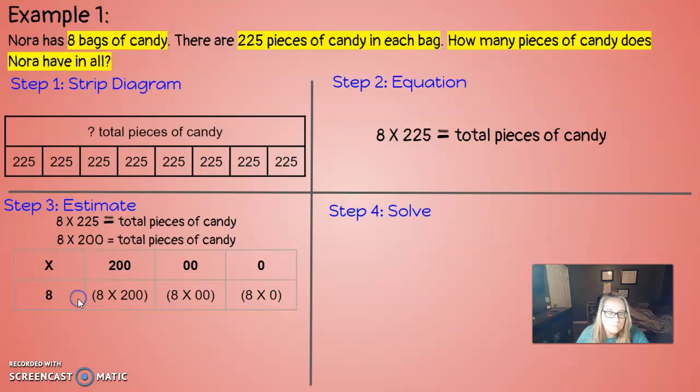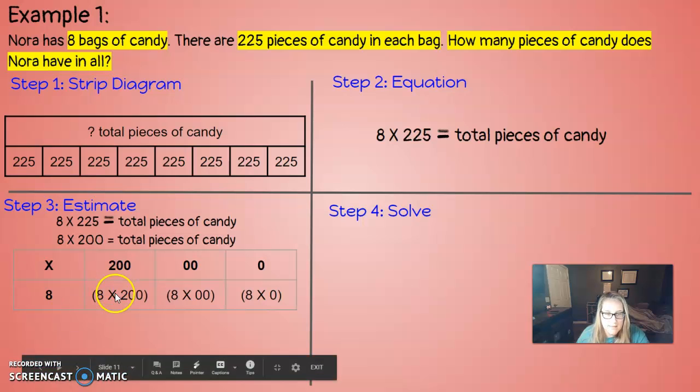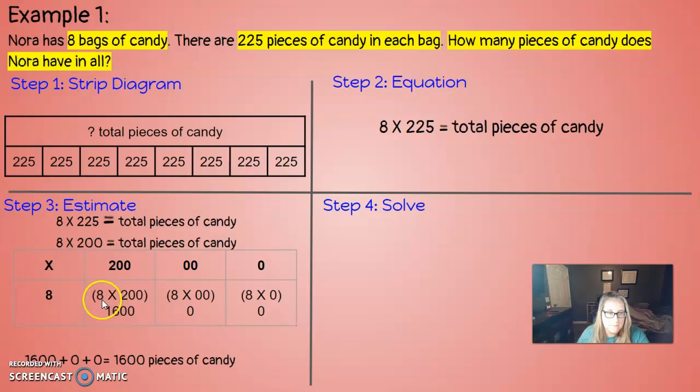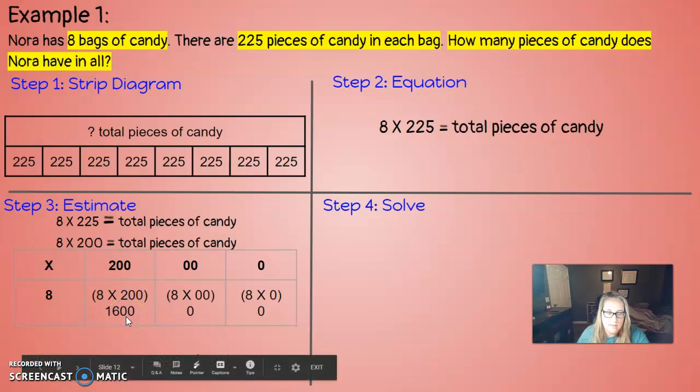Now, I always like to write down the problem I'm trying to solve so I remember what I'm doing. So 8 times 200 is going here. 8 times 0 is going in this box, and 8 times 0 is going in this box. Now I'm actually going to solve it. So 8 times 200 is 1,600. 8 times 0 is 0 because I know anything times 0 is 0. And 8 times 0 is still 0.